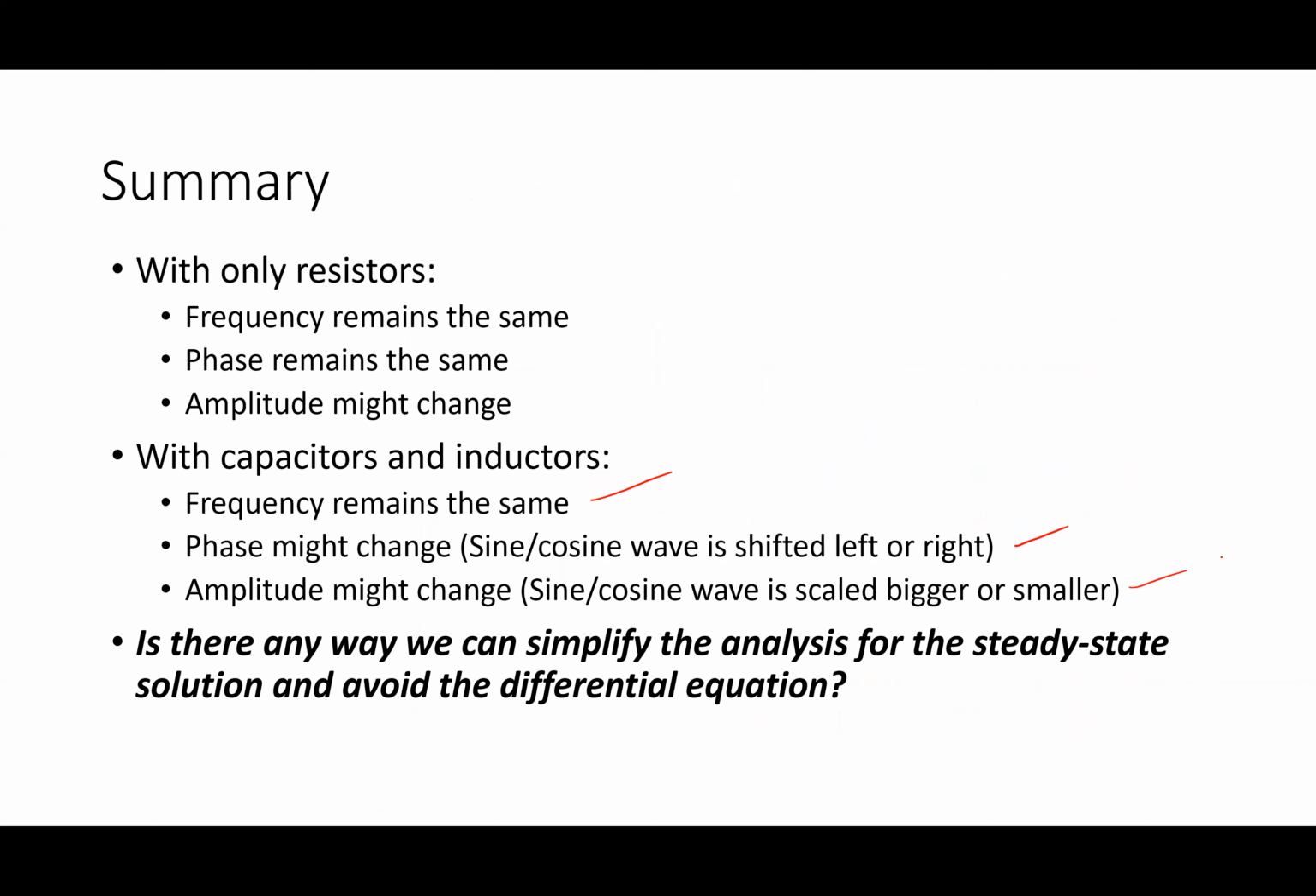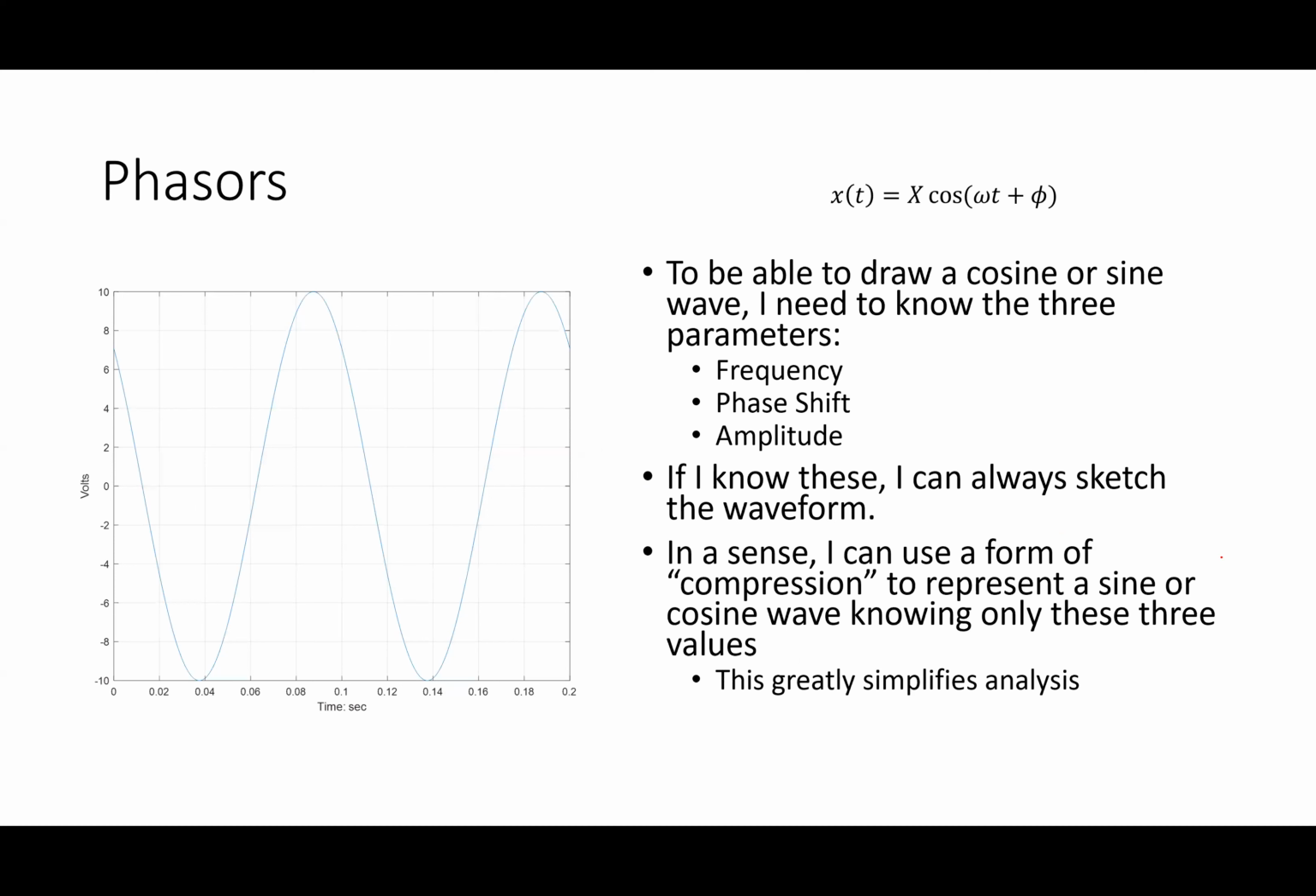So the key thing is, with this being the result, there's a way we can simplify this analysis. To get the steady state solution, we can avoid the differential equation and just find a way to track the phase and the amplitude at a given frequency. And there's a way to do that. The way we do that is we use a concept called phasors.